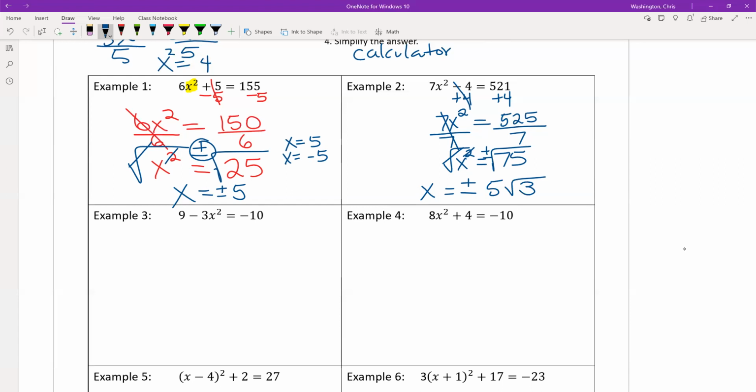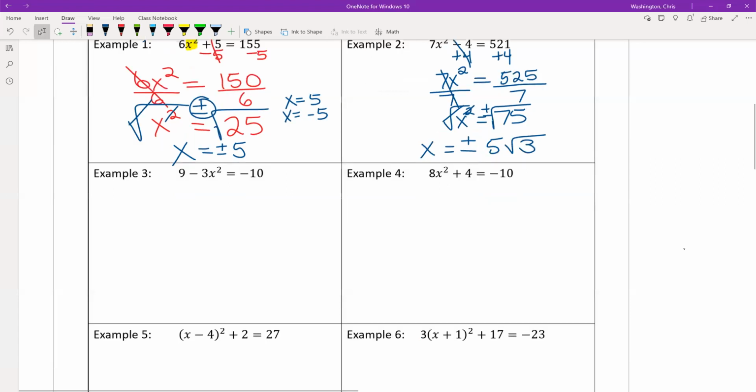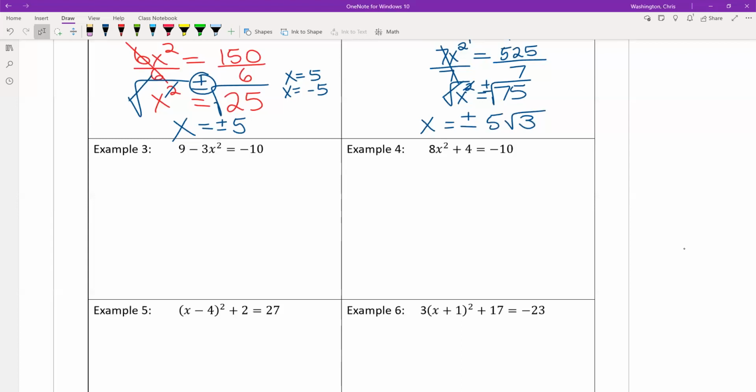All right, number 3. Try to get x squared by itself in number 3. Maybe try to type it in your calculator if you want, but we don't want the decimal. We're not trying to get decimals today. So if you get a decimal, just hang tight, and I'll show you how to type it in the calculator so that you do not get a decimal.